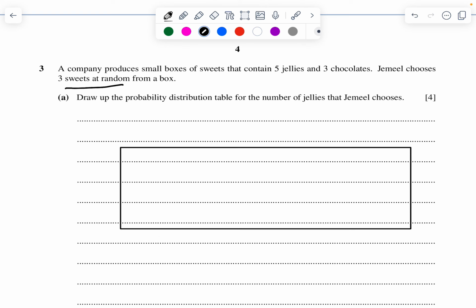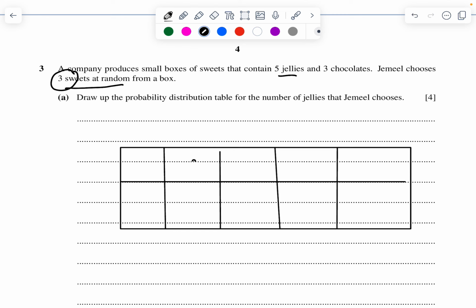Gmail chooses 3 sweets at random from a box. Draw a probability distribution table. So we are drawing a probability distribution table for the number of jellies being drawn. How many jellies are there? 5 jellies, but we are drawing only 3. So it can be 0 jelly, 1 jelly, 2 jellies, or 3 jellies. This is X. Probability of capital X equals small x.